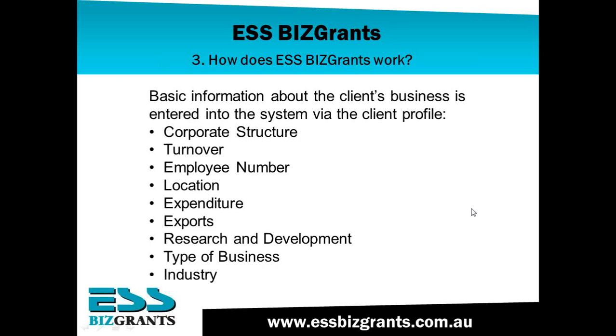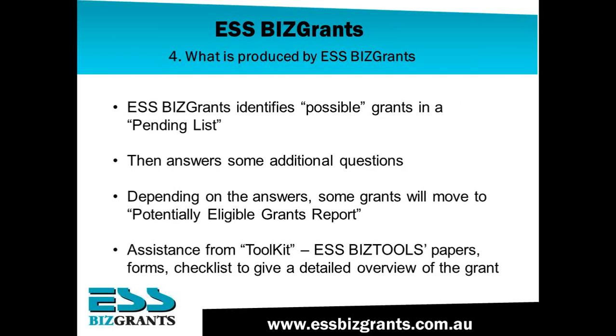What you're then going to get is a list of some possible grants, which we call a pending list. If you think some of those grants could be of interest for that particular client, you will be given some additional information. You'll be told about the funding for that grant. You'll be given access to a grant toolkit whereby there will be a paper and some additional information pertaining to that grant, and you will then be invited to answer some supplementary questions.